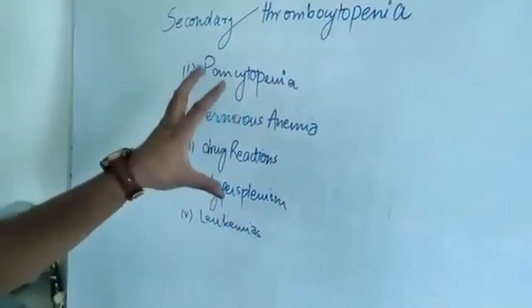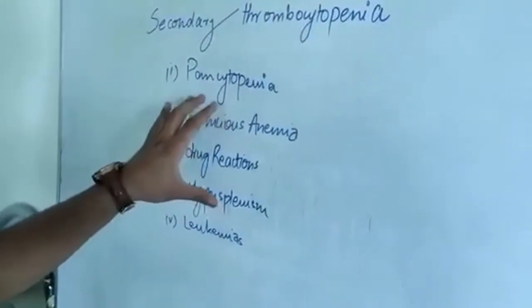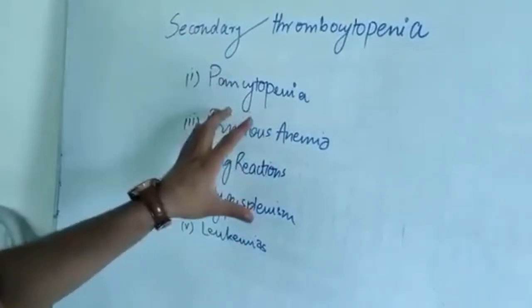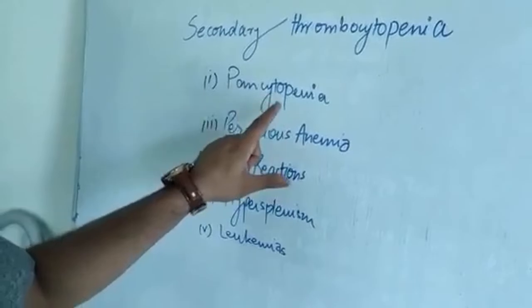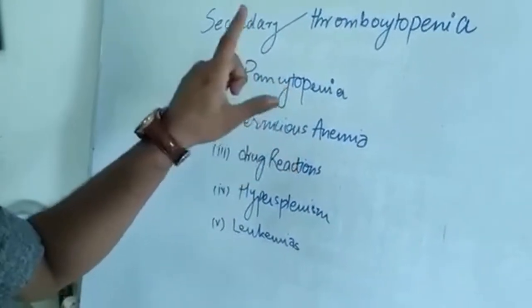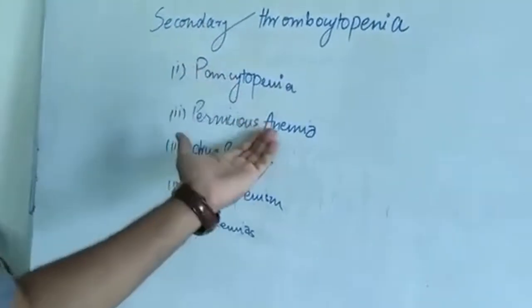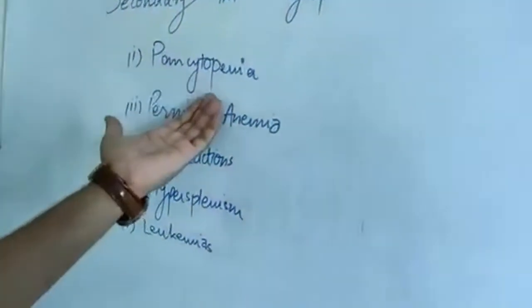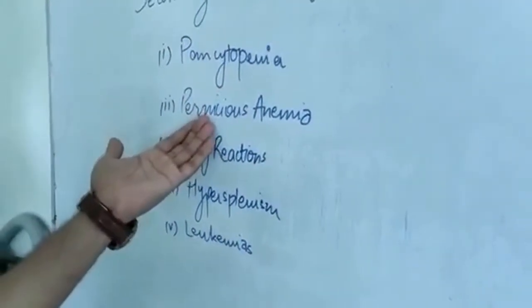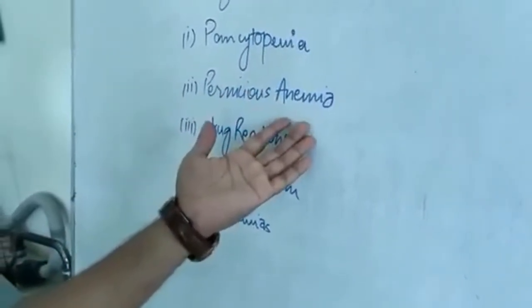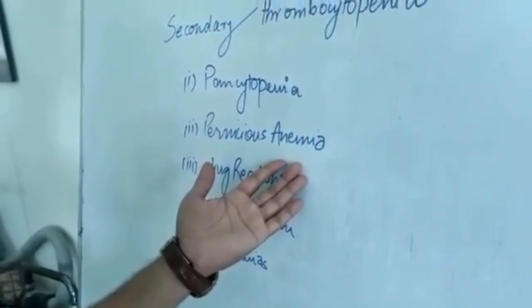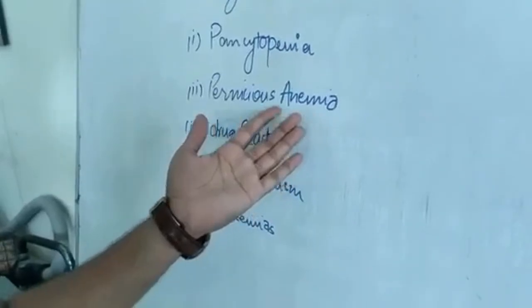So for pancytopenia, there's no need for you to do the bone marrow biopsy as the first option. First of all, you have to do the blood tests. In the blood tests, you will see every cell line decreased. So blood tests are required in pancytopenia. In pernicious anemia, there must be some history of gastrectomy or something similar. And in the peripheral blood smear, you can see the megaloblastic anemia.